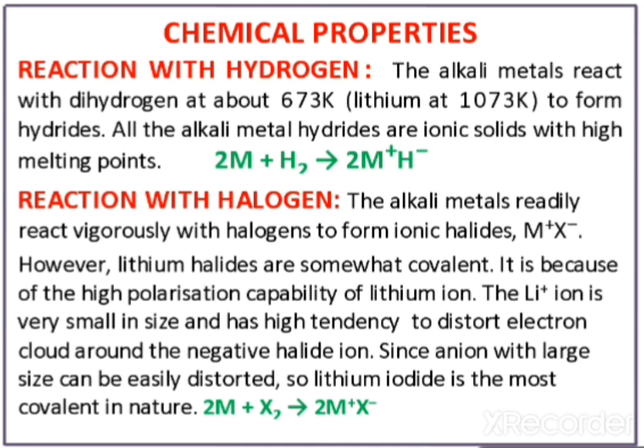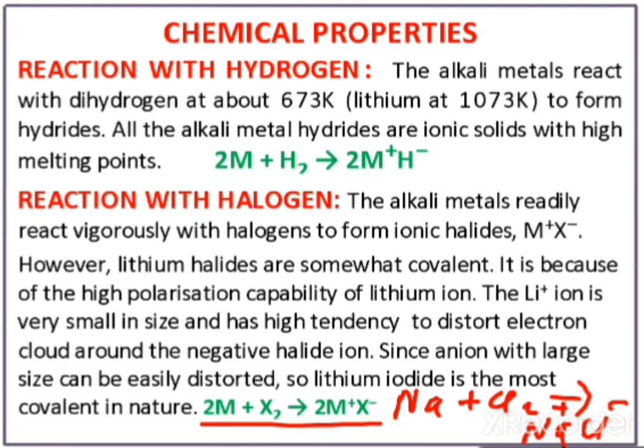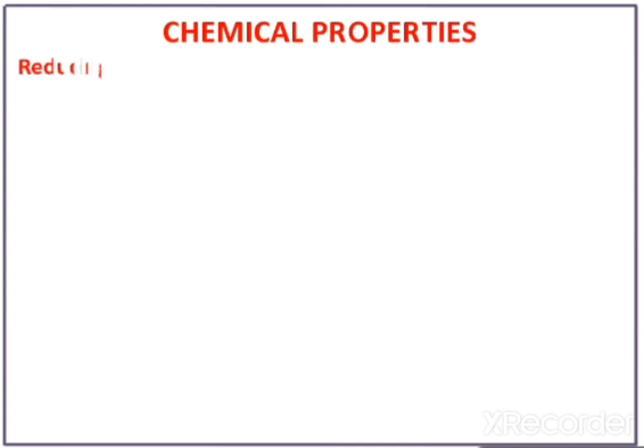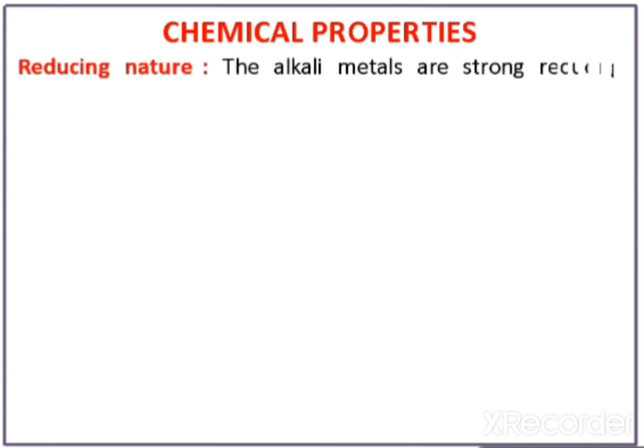Okay, so this is the equation: M plus X2 gives M plus and X minus. For example, Na plus Cl2 form NaCl. In NaCl, Na plus and Cl minus are there. So this is the symbolic representation. Okay. After the reaction with halogens, now we will see the last, reducing nature.